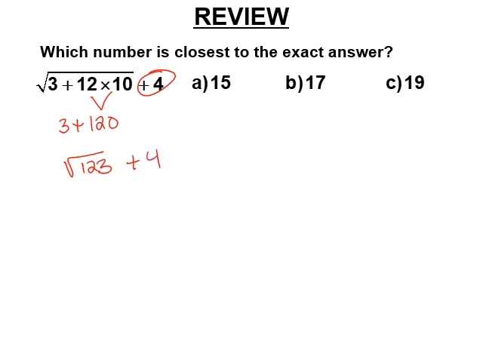Well, what's the square root of 123? It's some irrational number that goes on forever. But we know the square root of 121 is 11. So this is a little more than 11 plus 4. So the closest one has got to be 15. That's a little more than 11 plus 4.